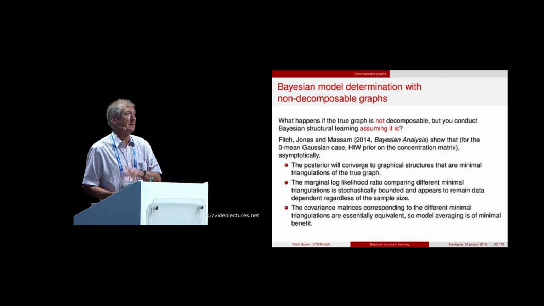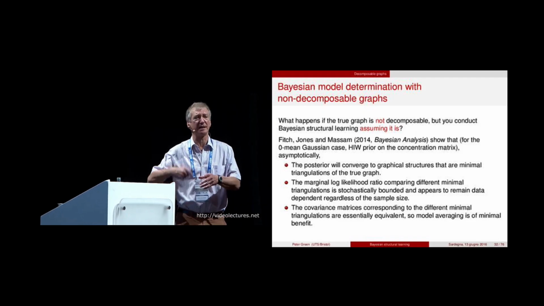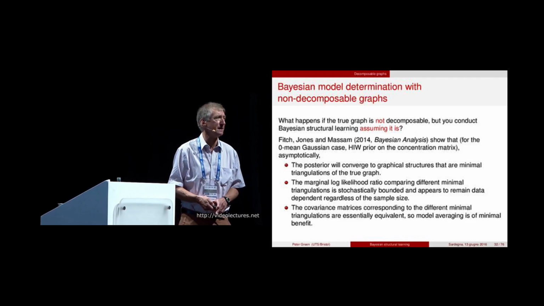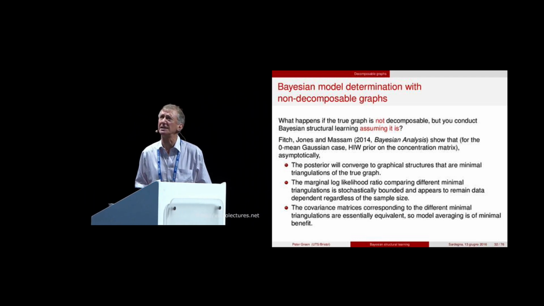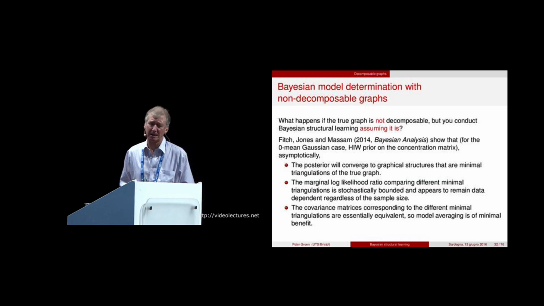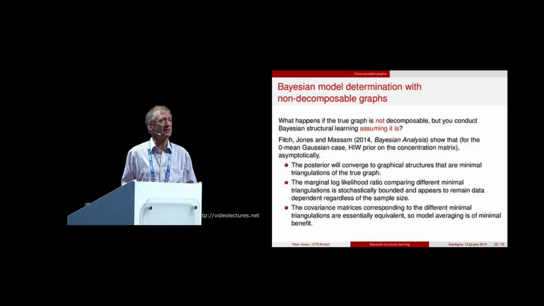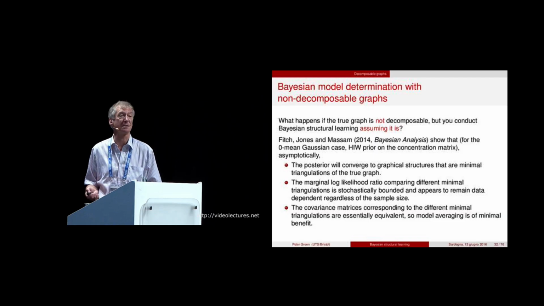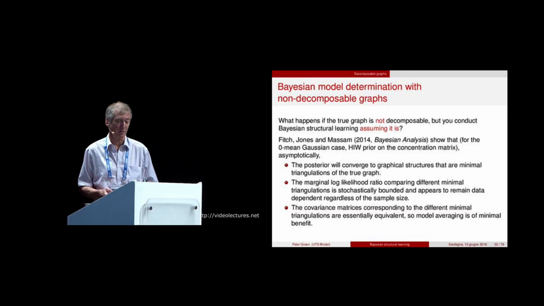There may be several minimal triangulations. A minimal triangulation is a triangulation which adds the smallest number of edges needed to make it decomposable. There may be many such triangulations. They will typically all have positive posterior probability, even asymptotically. But if you're interested in the graph simply as ensuring stability for covariance estimation, that doesn't matter because the resulting fitted covariance matrices are all essentially the same.